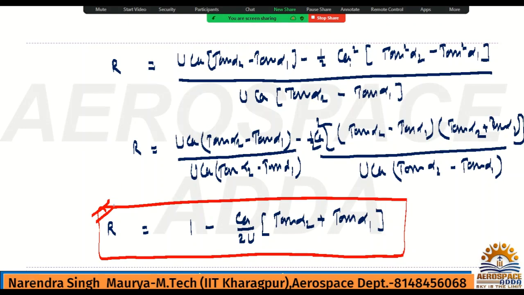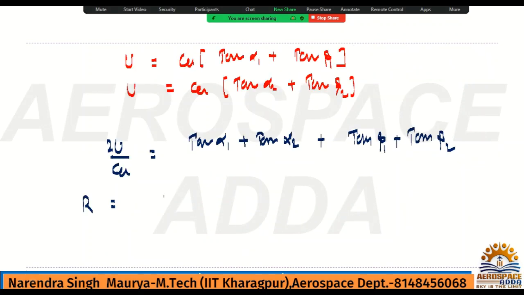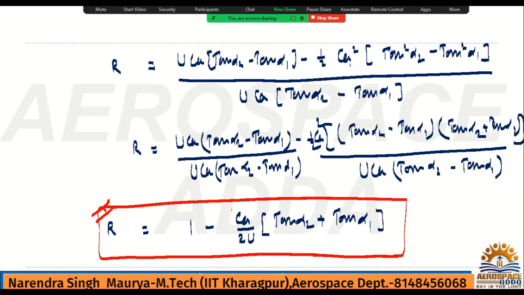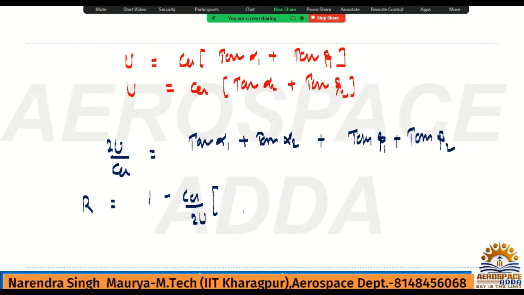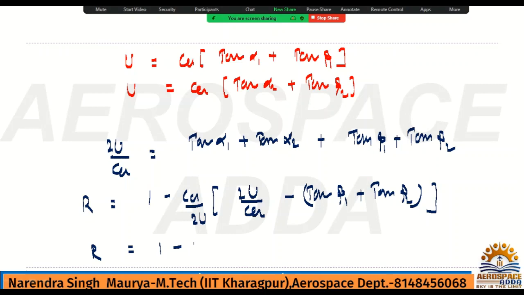see, R is equal to 1 minus CA by 2U, and it is tan alpha 2 plus tan alpha 1. What will be tan alpha 2 plus tan alpha 1? It will be 2U by CA minus tan beta 1 plus tan beta 2. Check it. R is 1 minus, take this multiplication inside, it will be minus 1, then minus minus plus CA by 2U, tan beta 1 plus tan beta 2.